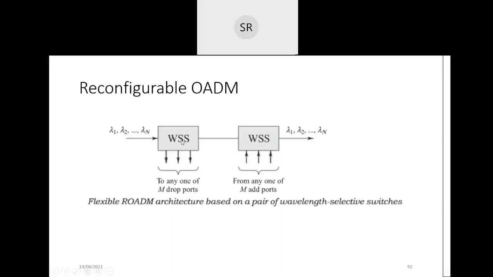So we can say that WSS is nothing but a wavelength selective switch. So it will only select a specific wavelength. So lambda 1 to lambda n wavelengths, and we are dropping the m wavelength here, and then adding those wavelengths, we will get the lambda 1 to lambda n output here.